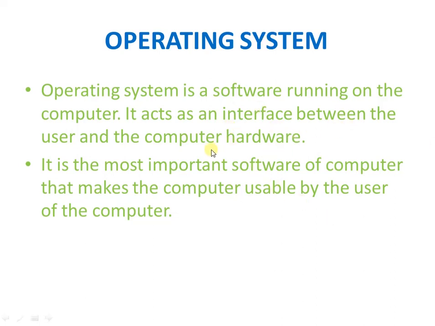यानी कि ऑपरेटिंग सिस्टम एक सॉफ्टवेयर है. It is a type of system software and it is helpful in doing the work. It acts as an interface between the user and the computer hardware. It is the most important software of a computer that makes the computer usable by the user. ये सबसे important सॉफ्टवेयर होता है जिसकी हेल्प से यूजर कंप्यूटर को यूज में ले पाता है. So this is the most important software in a computer system.